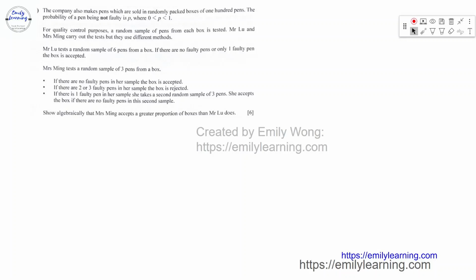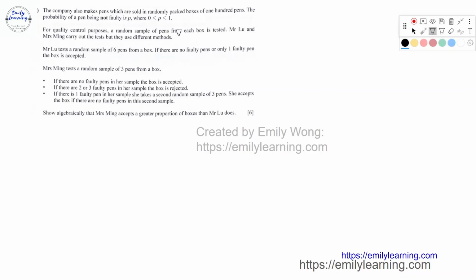Now let's go through this question. So question 10b, you are told that the company also makes pens which are sold in random packed boxes of 100 pens. The probability of a pen being not defective is p, where p is between 0 and 1. For quality control purposes, a random sample of pens from each box is tested. Mr. Lu and Mrs. Ming carry out the test, but they use different methods. Mr. Lu tests a random sample of 6 pens from a box. If there are no defective pens or only 1 defective pen, the box is accepted.